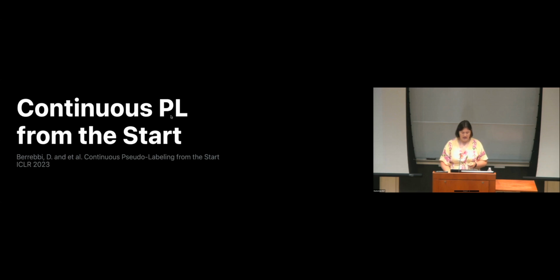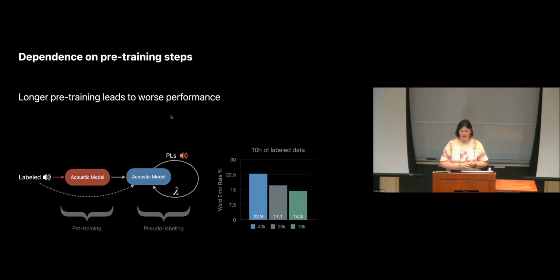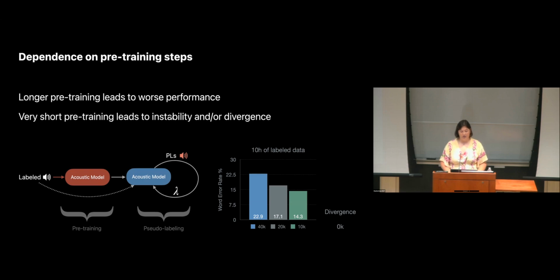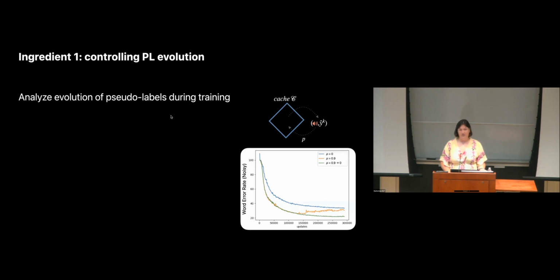Okay, another aspect you could ask is how long we should train the model on the labeled data before we go to the pseudo label process. We tried to understand this with my intern. The main thing is that you may want to skip the phase of pre-training on labeled data only and go directly to pseudo labels. So we analyzed how you depend on the starting point. We see that if you train longer, you actually perform worse. But if you train very short or not at all, this could lead to instability and divergence of the training. We tried to see whether we can remove the acoustic model pre-training on the labeled data altogether, and the answer is yes, but we need to better understand how the pseudo labels evolve.